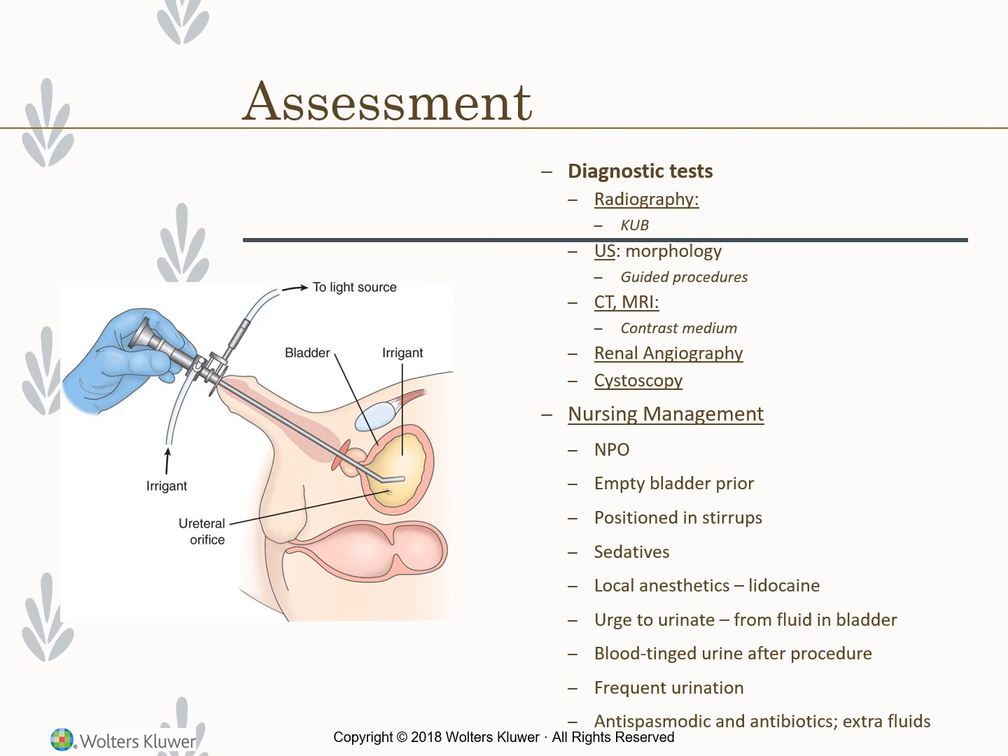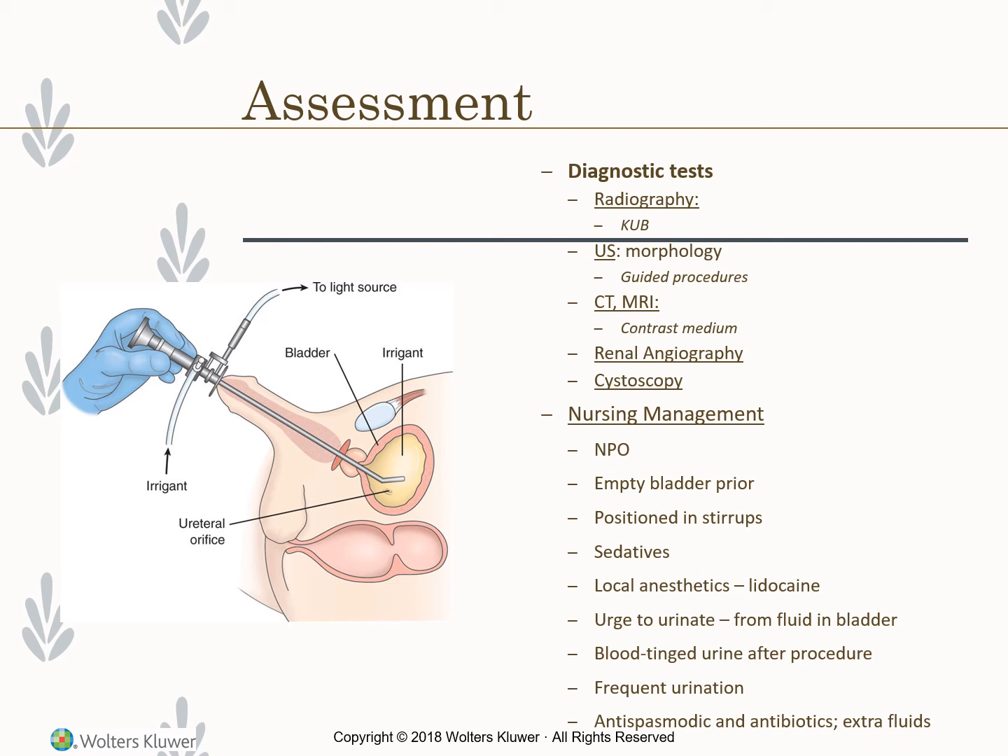The cystoscope is either inserted through the urethra into the bladder or is inserted percutaneously through a small abdominal incision. Urologists may obtain urine specimens, biopsy specimens for tissue examination, cell washings, cytologic analysis, or remove calculi, which are stones.